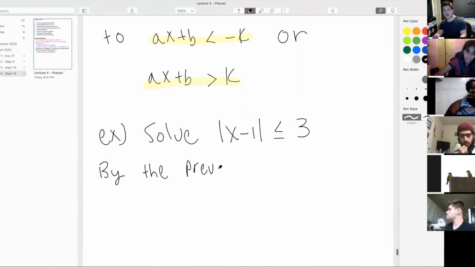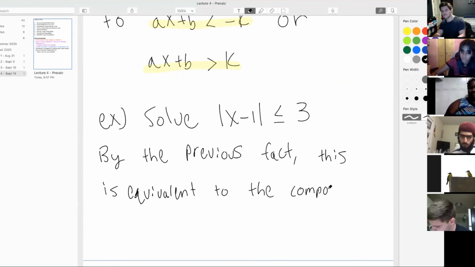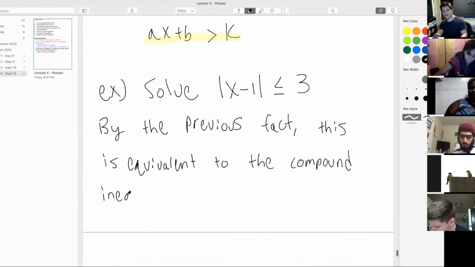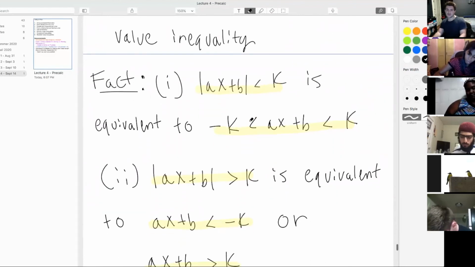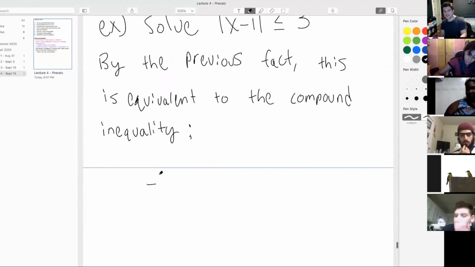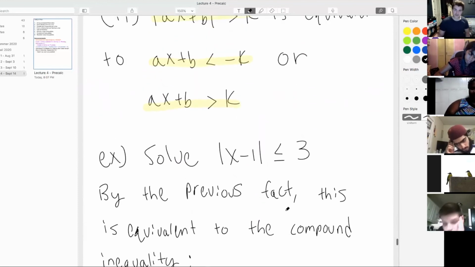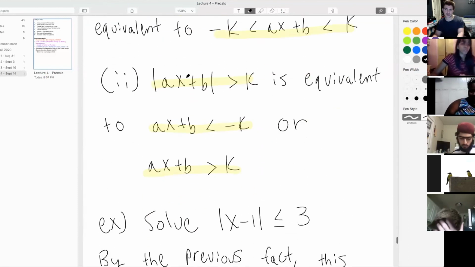So by the previous fact, this is equivalent to the compound inequality. We just use this fact. You take the number on the right side, make it negative and positive, so you rewrite it like this: negative 3 is less than or equal to x minus 1 is less than or equal to positive 3. I'm literally just using fact 1 here and rewriting it as so.